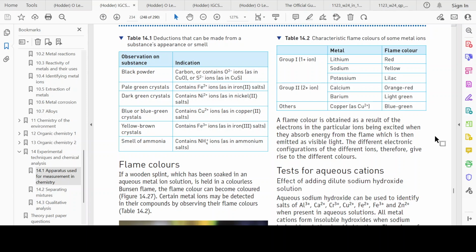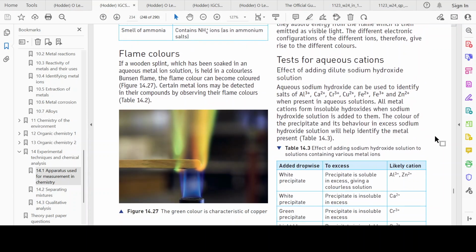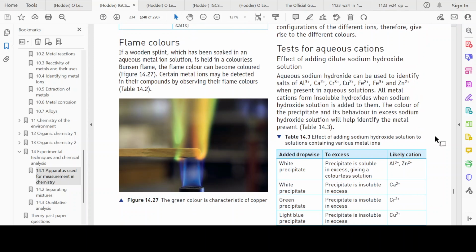Then we come to flame colors. A wooden splint which has been soaked in an aqueous metal ion solution, so they actually use an acid and other stuff, right? They're using a wooden splint over here. There's another apparatus that is used. A platinum wire, I believe, is used, if I'm not mistaken.